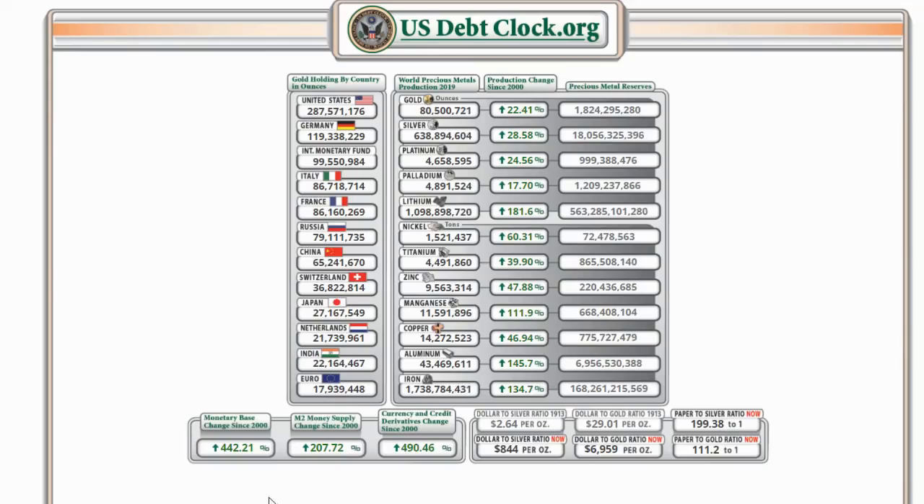Now, we can see the change in monetary base and M2 money supply here. Great increases here, but there has been overall by the world at least an increase in silver production here. In the United States, a little bit less.